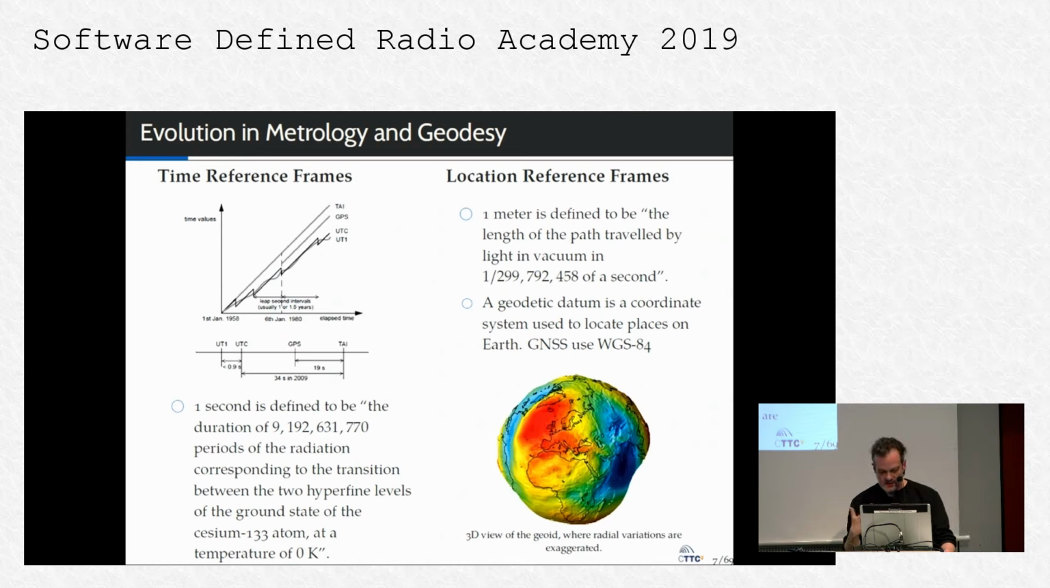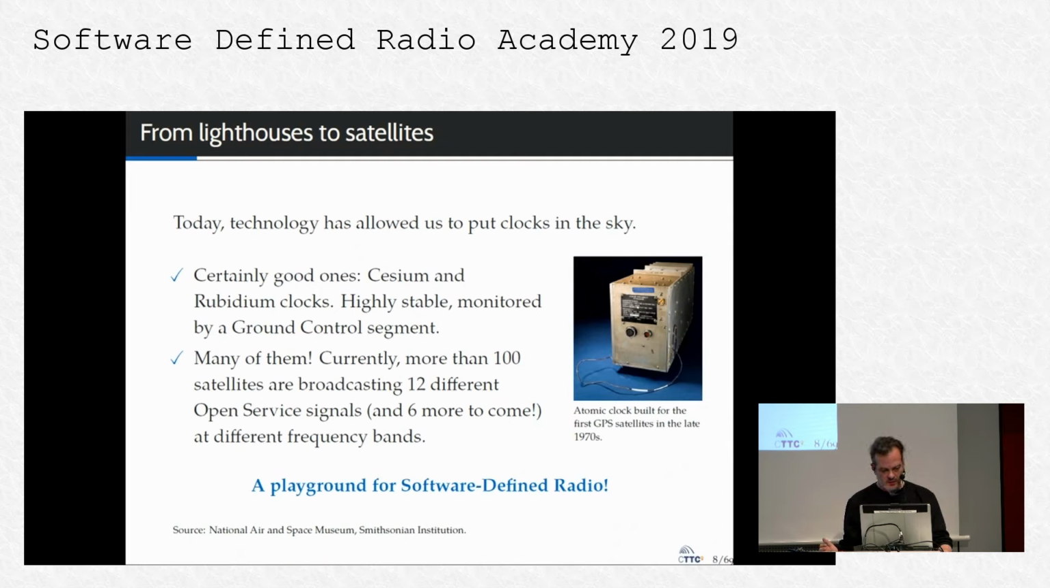And finally, today, the technology has allowed us to put those clocks in the sky. This is basically a satellite for navigation. Very good clocks, actually, cesium and rubidium based, highly stable, and they are continually monitored by a ground control segment. And today we have more than 100 satellites that are broadcasting these kinds of signals, open service signals, in many different frequency bands. So this is really a playground for software-defined radio.